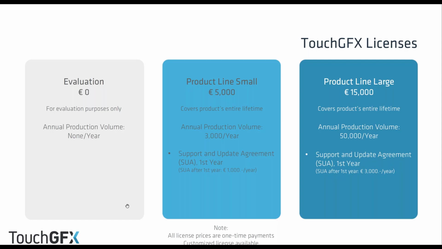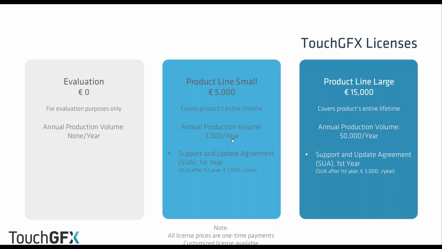We have two production volumes. If you have an annual production volume of up to 3,000 per year, you pay 5,000 euro. You pay this one time, and you can produce up to 3,000 units every year of the lifetime of this product. Included in this 5,000 is the first year of support and software updates. The second year, it's optional if you want to continue with this. So again, you pay 5,000 euro in year one; in year two, you can pay for the update agreement if you like. If not, you pay zero the second year and so forth.